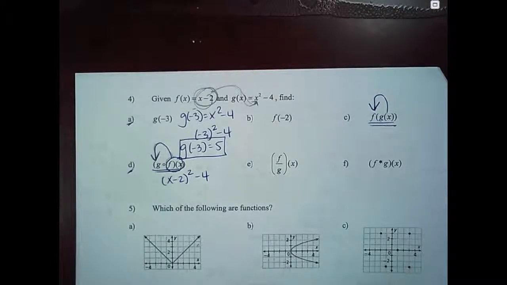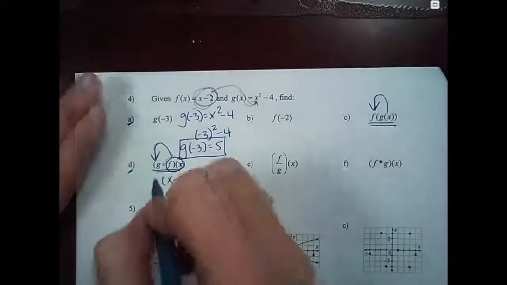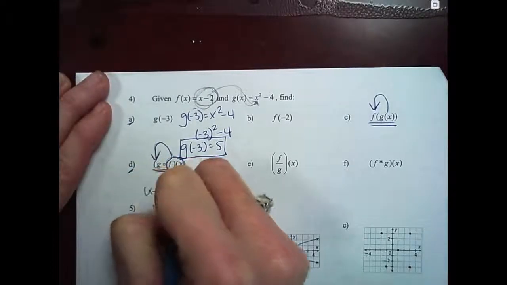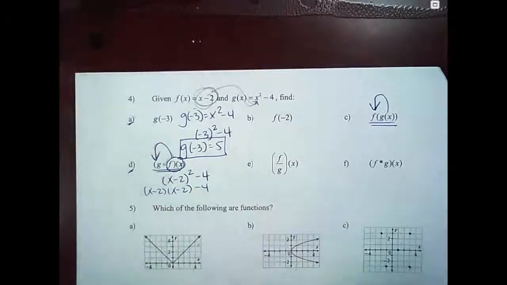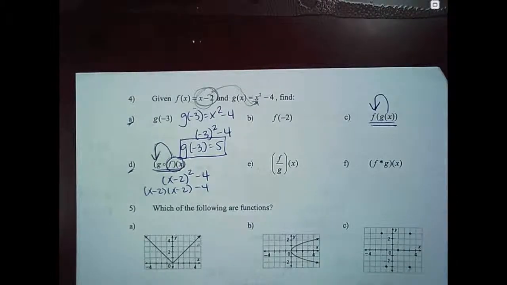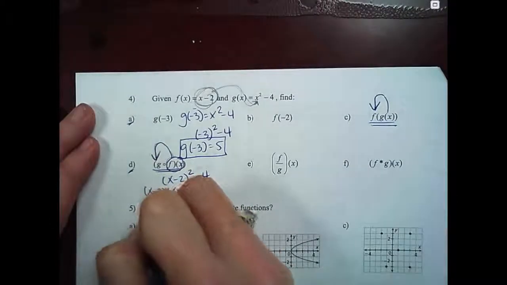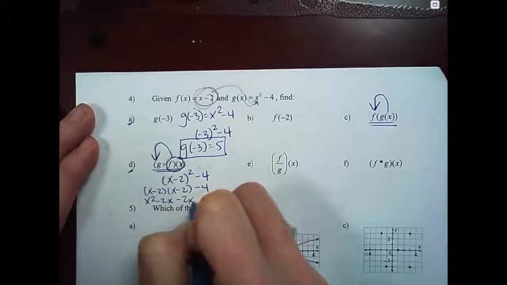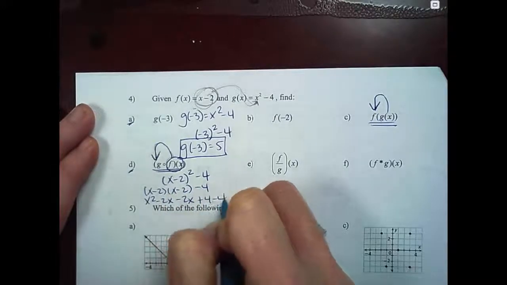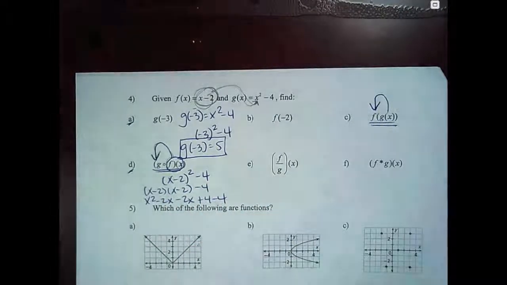How do you do an x minus 2 squared? Does that mean x minus 4 or x plus 4? Nope. It means x minus 2 times x minus 2, minus 4. To FOIL it. So I have x squared minus 2x minus 2x plus 4, minus 4. I FOILed it.